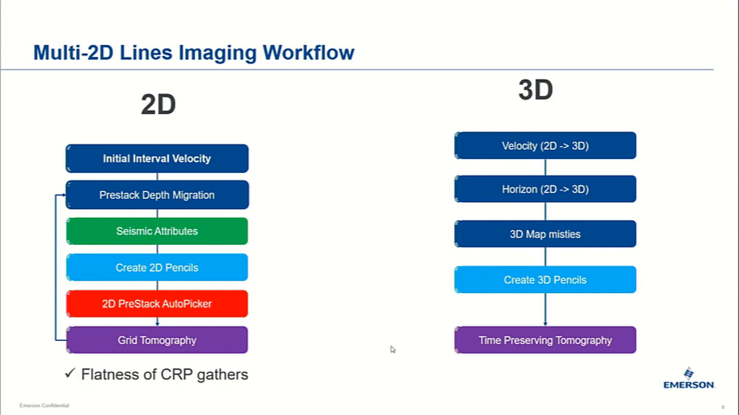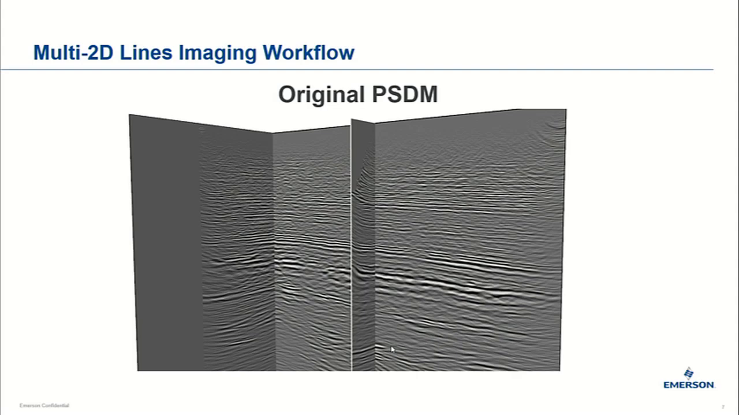Using that, I'm going to compute a new velocity model, which will not only still flatten my gathers, but also all the lines will be tied to each other. So this velocity model will be valuable afterwards when I do some interpretation in 3D on my 2D volume. So this is just an example to start with.